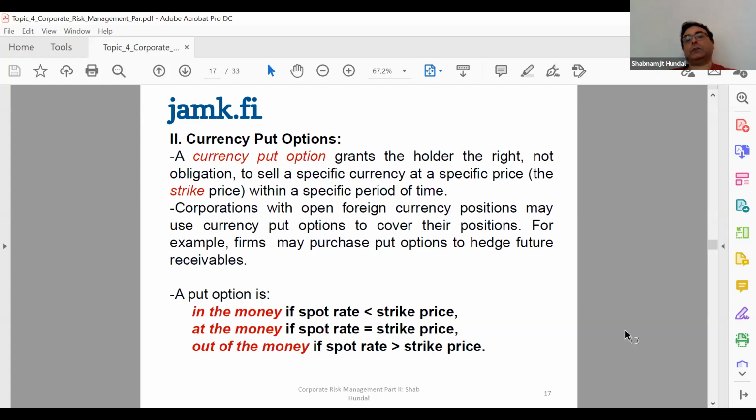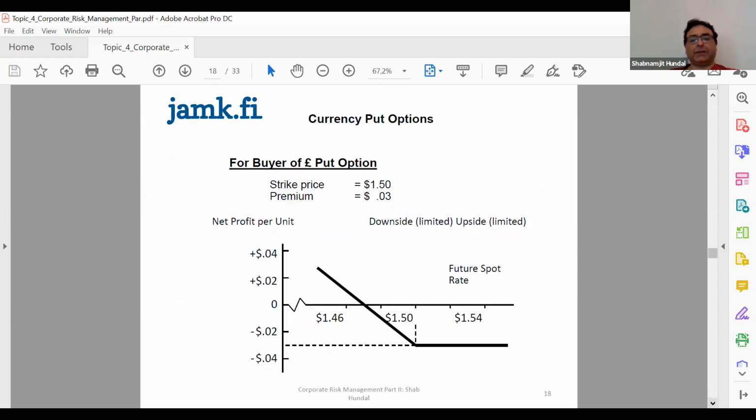So in this case, you can go for the put option. Again, the put option you can buy from the market, like the futures, or you can buy from the bank, like a forward. And again, these conditions, in the money, at the money, will exist, but I go straight away to the example.